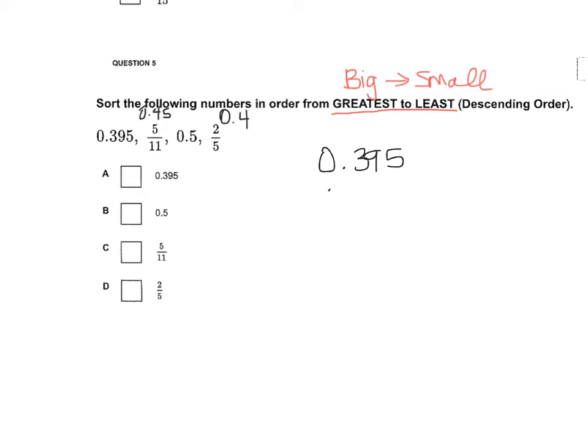0.395, 0.45, 0.5, and 0.4. And again, if it helps you, you can fill in with zeros. Visually, it might help you if they look the same as far as how big and small they are. Okay. So first off, I noticed they all start with zeros. That doesn't really help me. That means they're all the same as far as that goes.